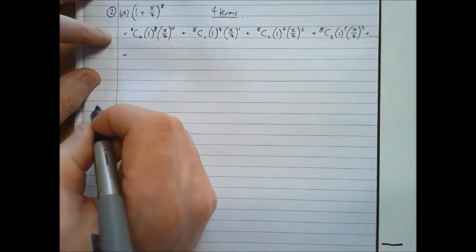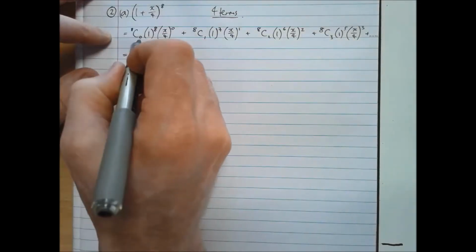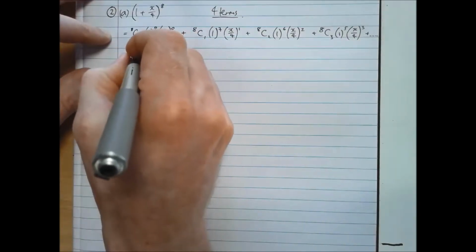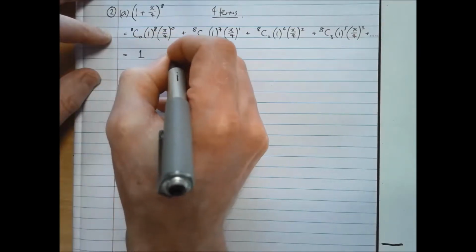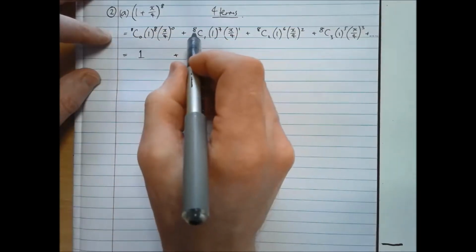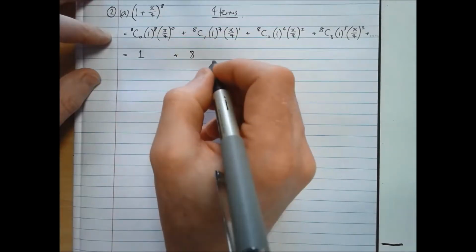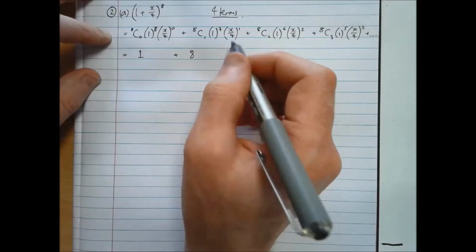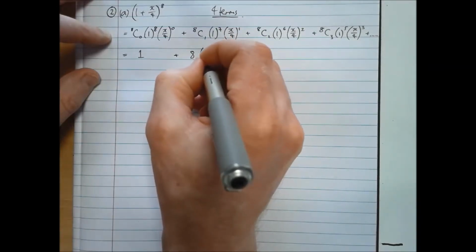Now to the simplification process. 8C0 is 1, 1 to the 8 is 1, anything to the power of 0 is 1, so all of that simplifies down to just 1. Second term, 8C1 is just going to be 8, 1 to the power of 7 is just 1, and (x/4) to the power of 1 is simply x/4.